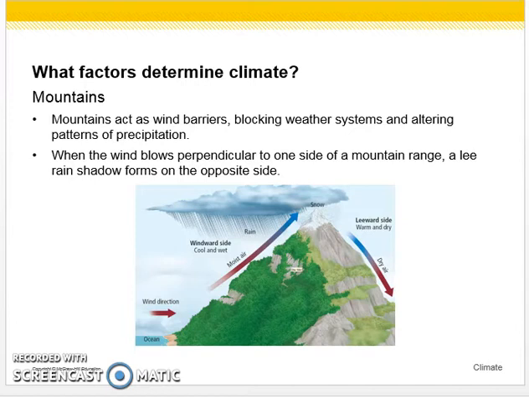They're the wind barrier. So when the wind blows perpendicular to one side of the mountain range, a rain shadow forms on the opposite side. And here you can see the leeward side.